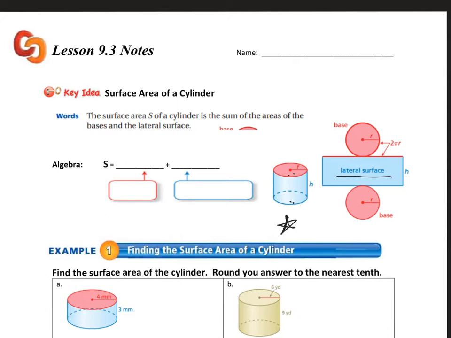So the surface area is going to be 2 pi r squared. Remember, that's the area of the base, the formula for a circle. And now this is going to be 2 pi radius height. That is the area of the lateral surface.